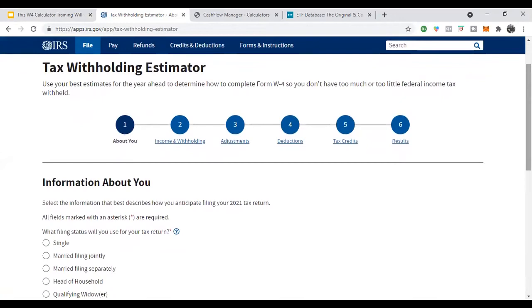Where you get here, you guys, is irs.gov. If you didn't know, irs.gov, and then you click on the Form W-4 and you will see the tax withholding estimator. The very first question is all about you.